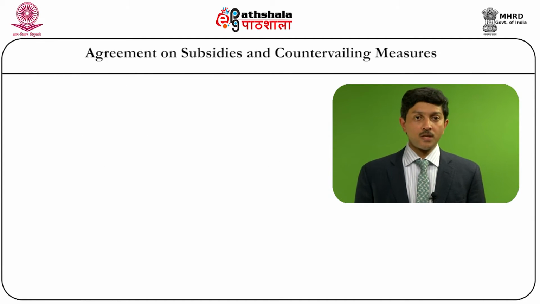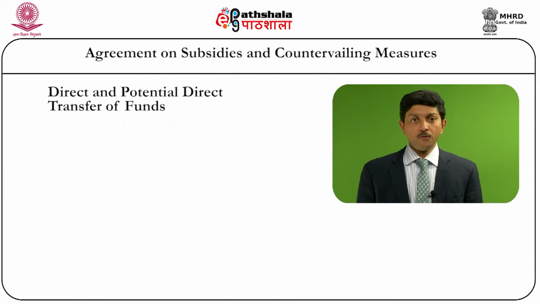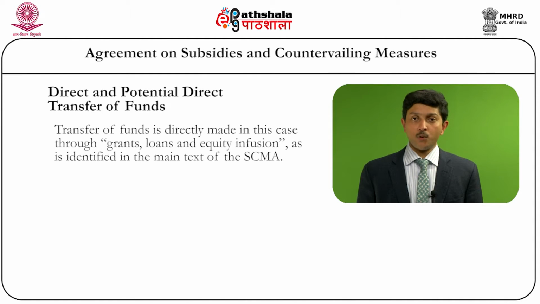Now let us examine the scope of financial contribution in greater detail. The first thing is the direct and potential direct transfer of funds. The transfer of funds is made directly through grants, loans or equity infusion, as identified in the main text of the SCM Agreement.